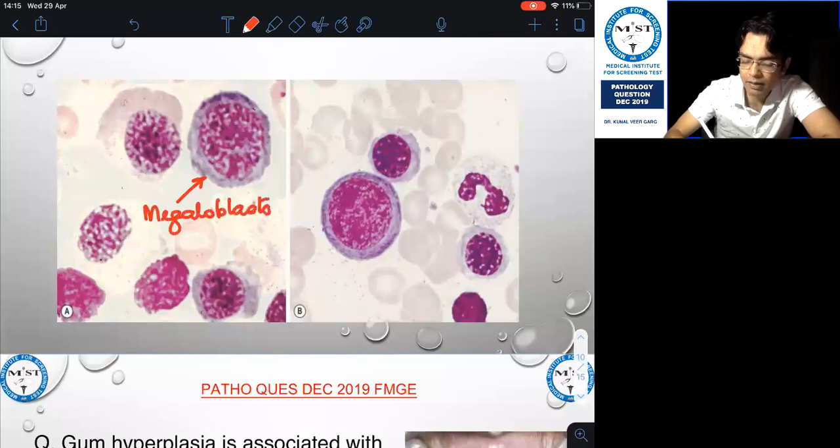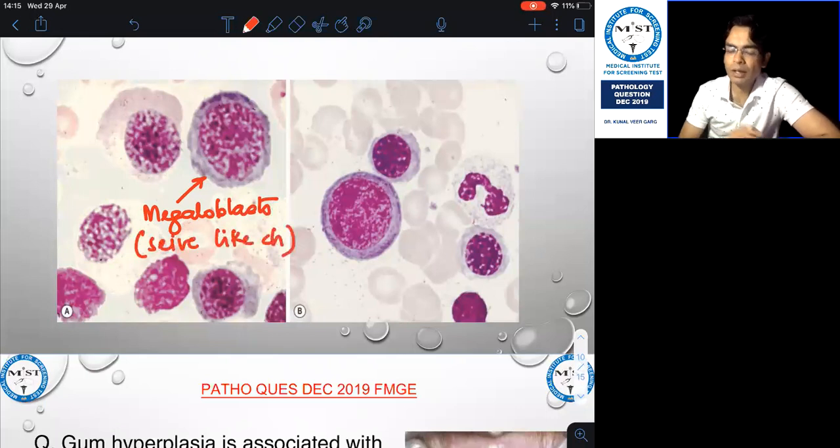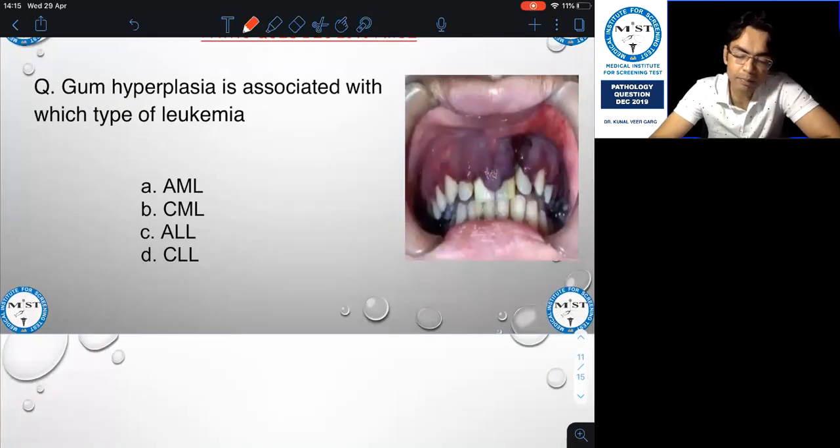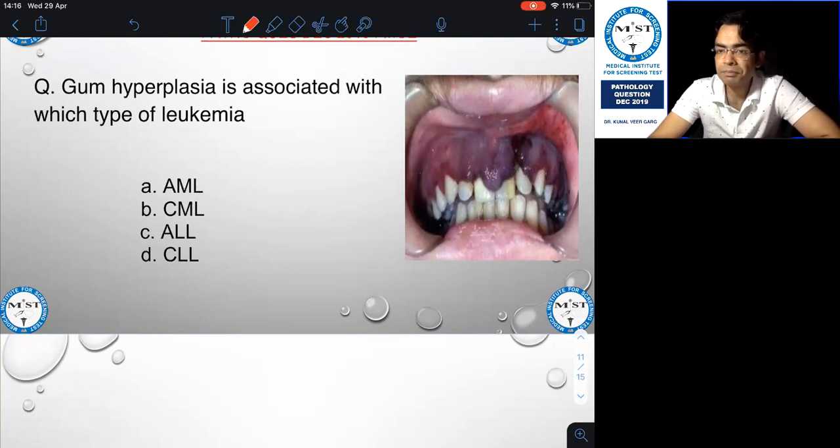Megaloblasts, which are having what kind of chromatin? Sieve-like chromatin. Okay. Then the third and the last question for today's discussion: gum hyperplasia is associated with which type of leukemia?